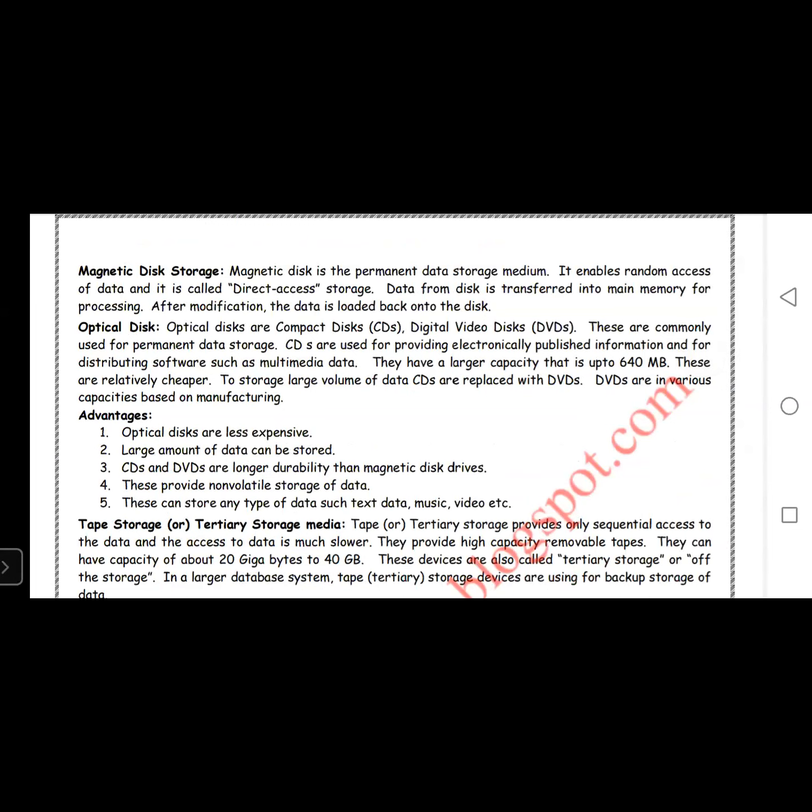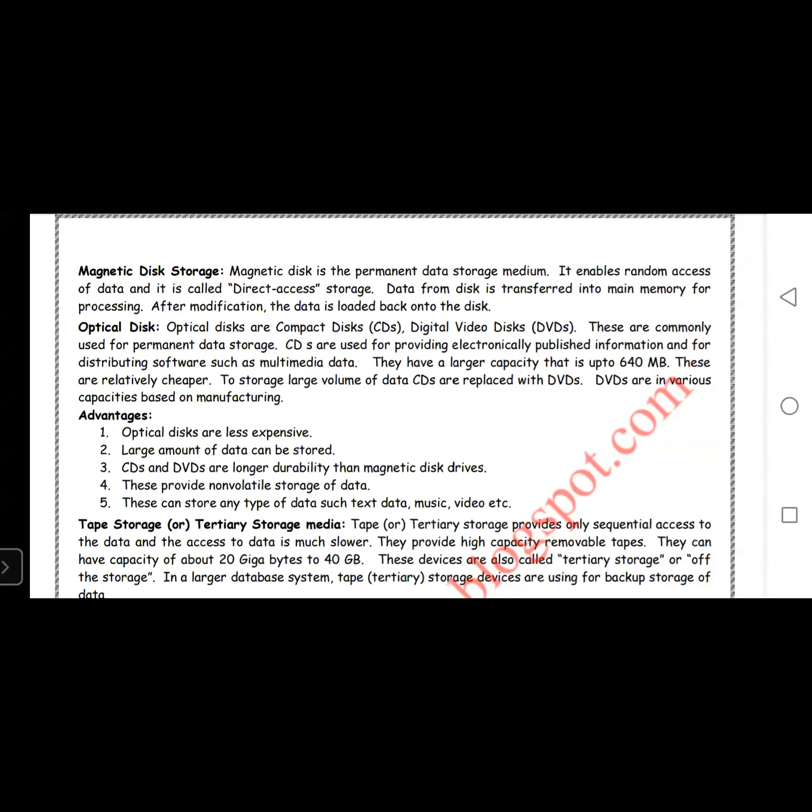Why? Because here we are discussing storage and indexing. That means how we are storing the data in the database, how we are giving the indexes, and what the advantages of an index are. What are the types of accessing the database? So next one is the magnetic disk storage.